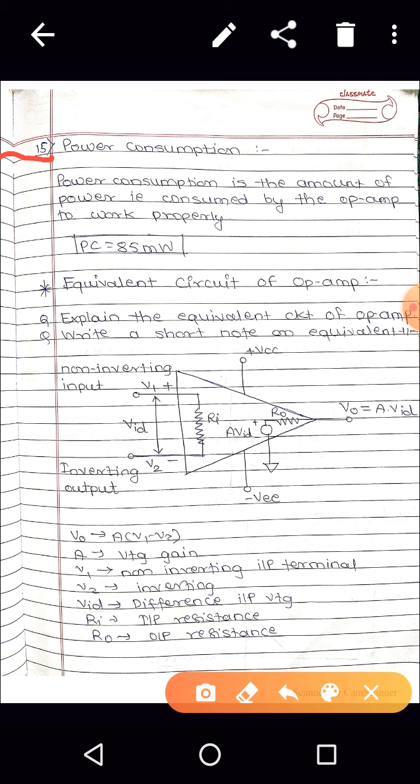Yes, these are the practical or real characteristics of the op-amp. In total, here we studied 15 practical characteristics of the op-amp.